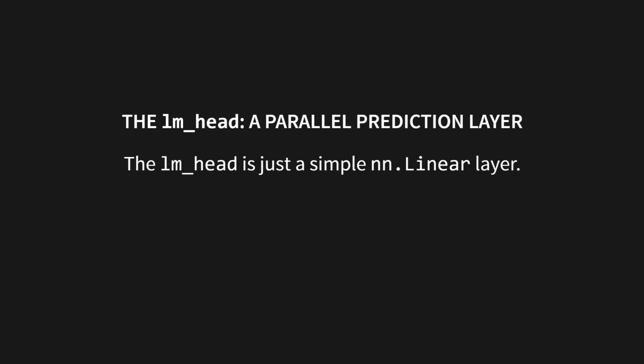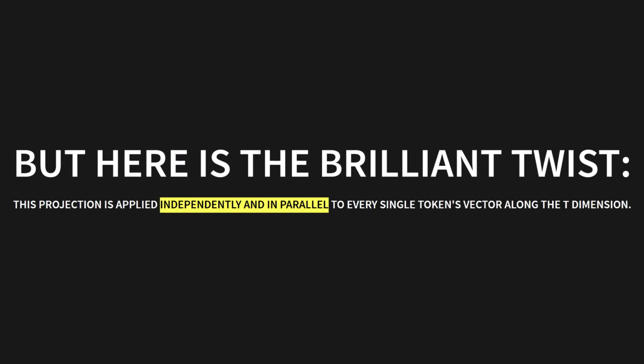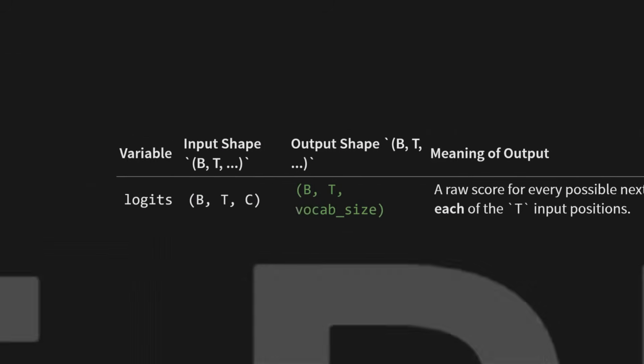So what is this LM head? It's actually just a simple nn.Linear layer. Nothing fancy. Its job is to project from our internal vector space, that's the C dimensions, into the vocabulary space, which has vocab size dimensions. But here is the brilliant twist. This projection, this simple linear layer, is applied independently and in parallel to every single token's vector along the T dimension. So instead of making one prediction, it makes T predictions.